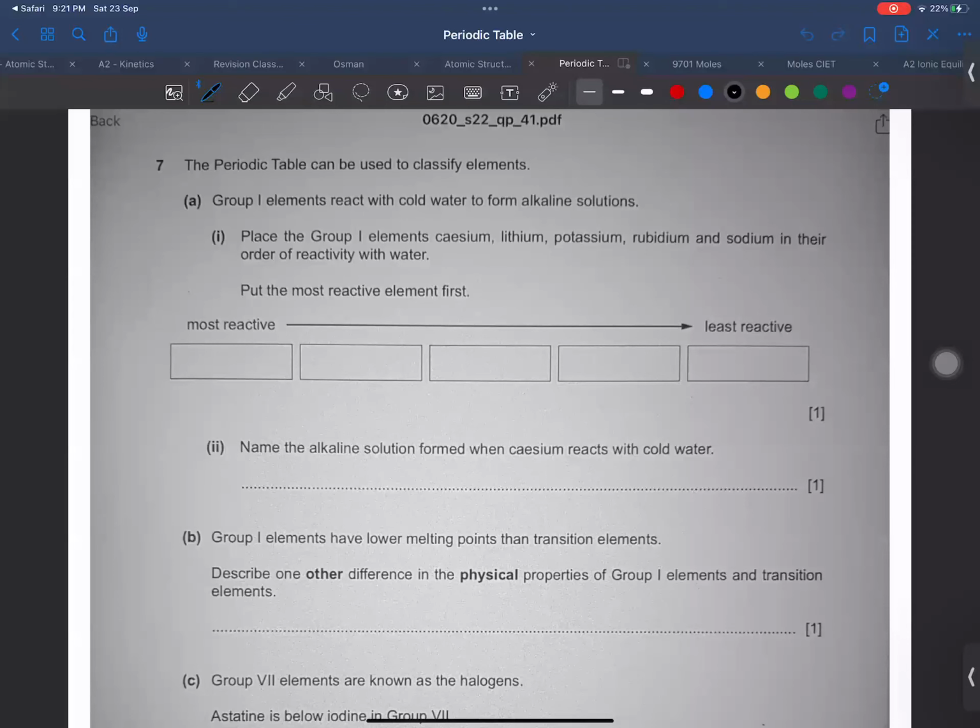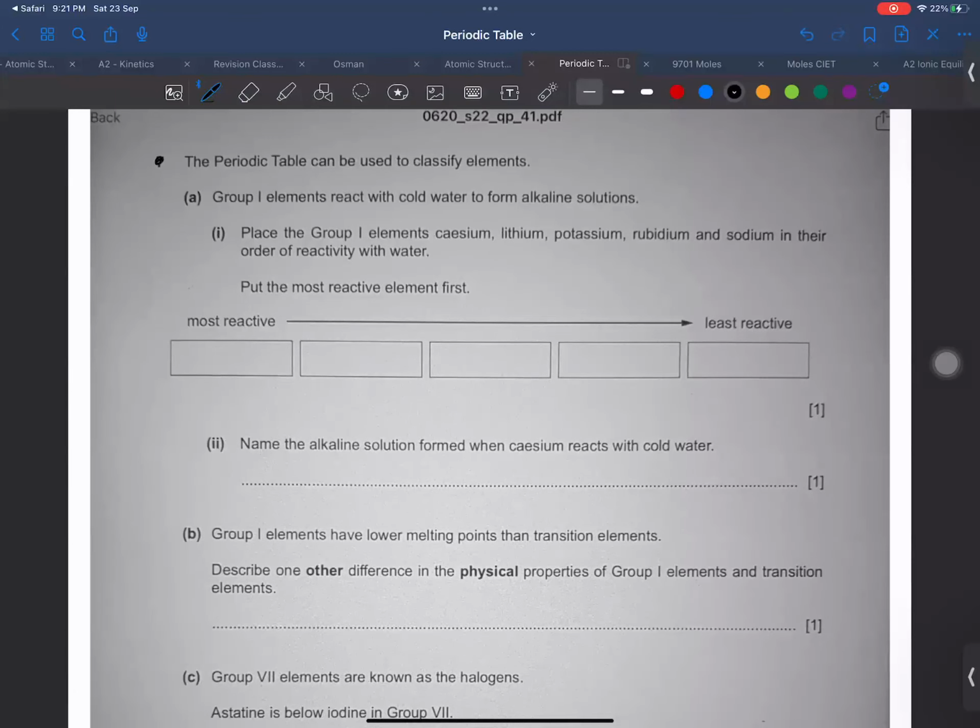So here we have question number 1 of today's class. You can see this, but so the periodic table can be used to classify elements. All right, group 1 element reacts with cold water to form alkaline solution. We all know this. We have done it and seen it physically, right? Then place the group 1 elements. Now you can see this: cesium, lithium, potassium, rubidium, sodium in their order of reactivity with water.